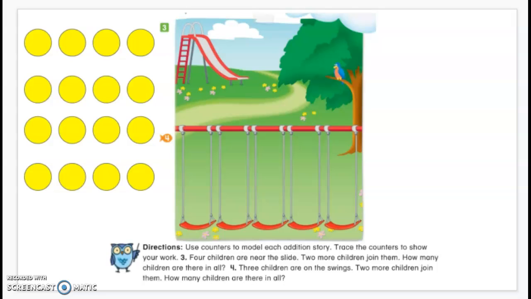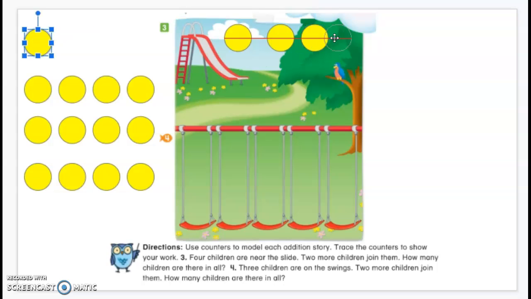For our last addition story, we're going to look at this playground. So it says 4 children are near the slide. So let's put 4 circles for the 4 children. 1, 2, 3, and 4.